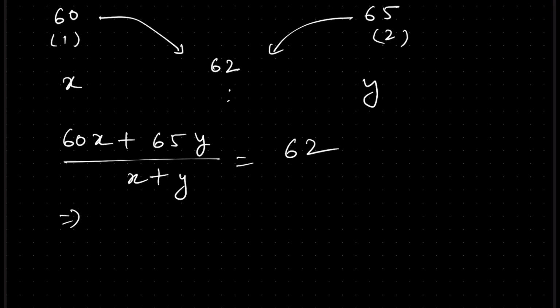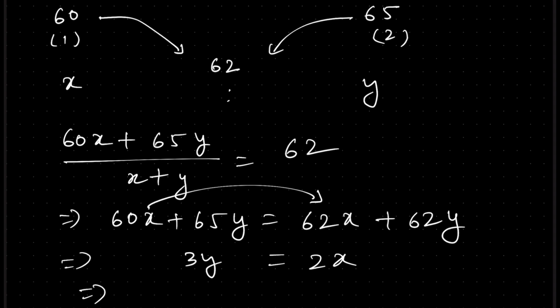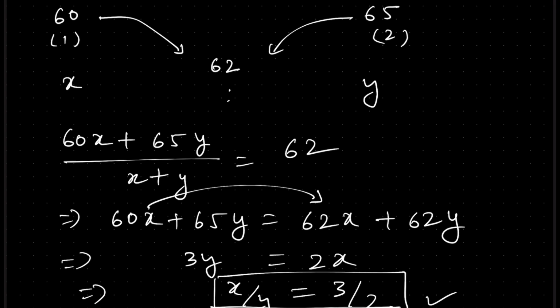So let's calculate. So you will get 60x plus 65y is equal to 62x plus 62y. So you can take this on this side. So you get 3y here and 2x. So you get x is to y ratio as 3:2. So you can see I have done this by the direct basic method.